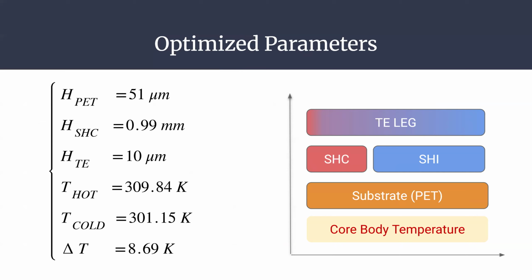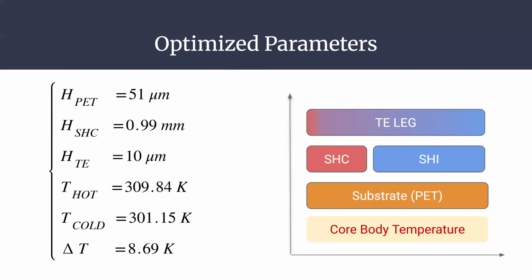So with those two linear systems and the algorithm that we came up with, we arrived at this list of optimized parameters, namely the thickness of the PET layer, the thickness of the SHC layer, the thickness of the TE layer. As you can see, because of the bounds that we set for those layers to minimize the thickness of the synthetic skin to facilitate the comfort of use, we have most of the thicknesses on the scale of tens of micrometers.